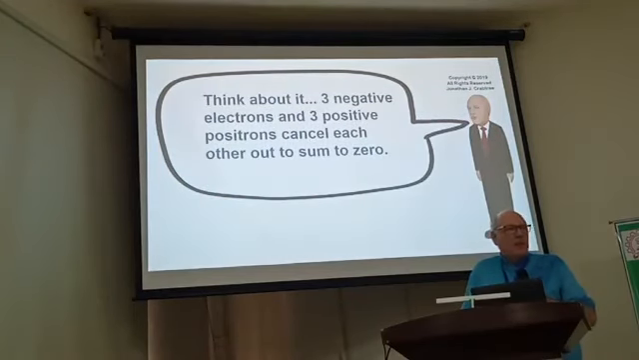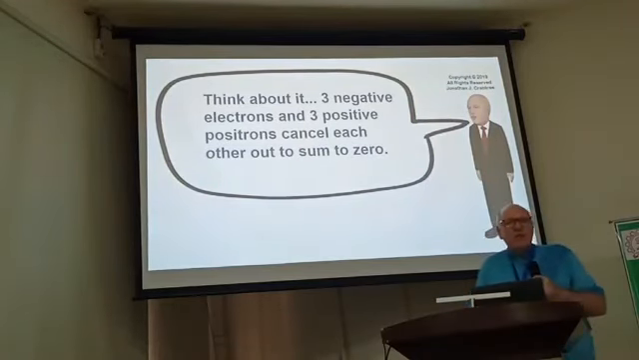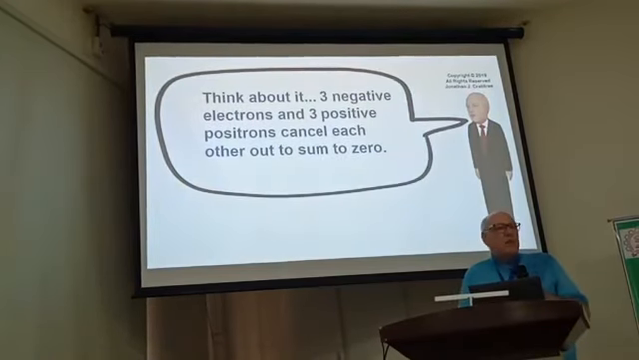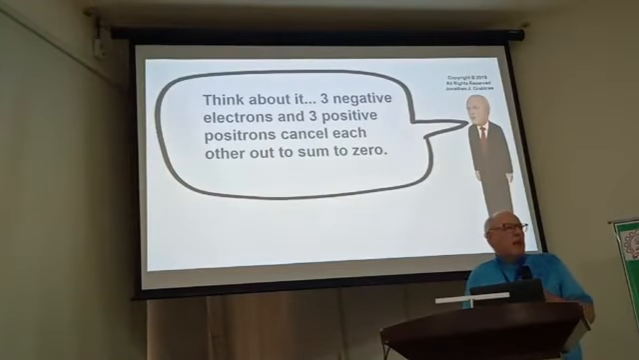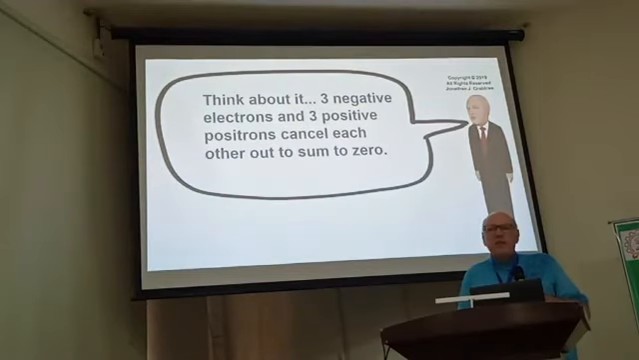physics. If you think about it, three negative electrons and three positive positrons cancel each other out to sum to zero. If you are up to date with the latest theories of the universe, there's actually a theory that all of the energy in the universe sums to zero. It's often called the zero-sum universe. We've got laws of the conservation of mass, we've got laws of the conservation of energy, and all of these ideas are perfectly consistent with the Sanskrit-based mathematics that children will start to learn in class one.